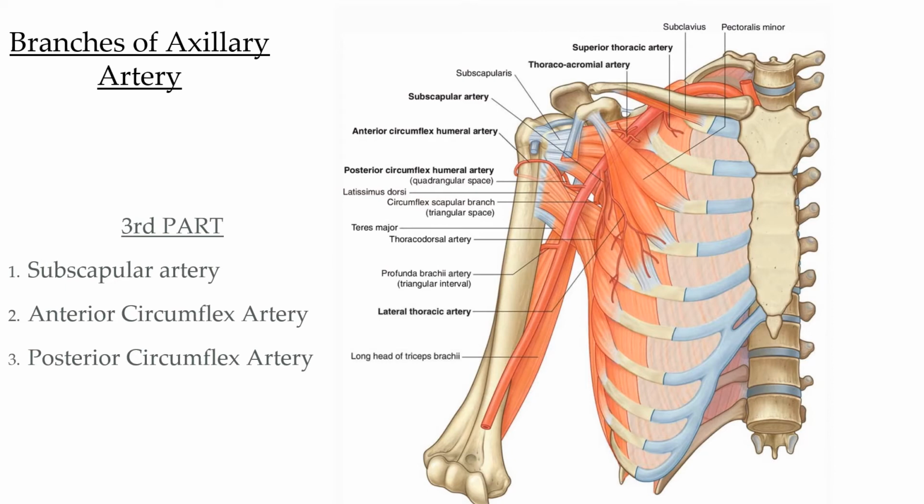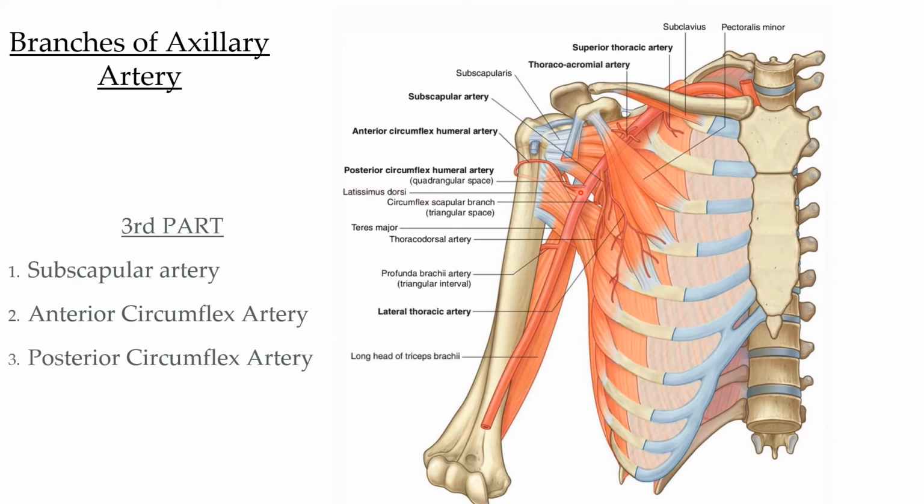The second branch given by the third part of the axillary artery is the anterior circumflex artery. This artery arises from the lateral part of the axillary artery. It runs horizontally and winds round the surgical neck of the humerus anteriorly. When it reaches the intertubercular sulcus, it gives an ascending branch which provides arterial blood supply to the head of the humerus and shoulder joint. Then the artery winds round the surgical neck and ends by anastomosing with the posterior circumflex humeral artery.